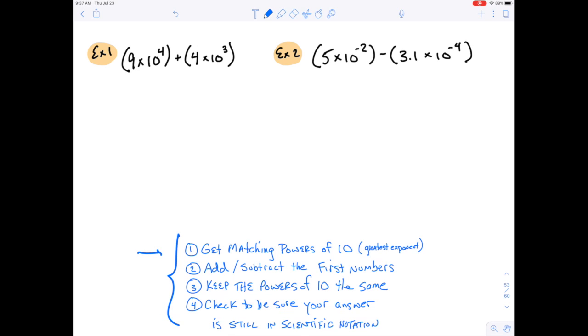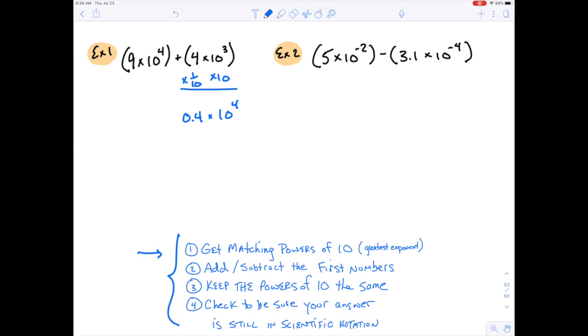So I'm going to do step 1 on the left and right first, then I'll go back and do step 2 and step 3, and then check for step 4. So here we go. Get matching powers of 10. You'll notice in the first example, I have a 10 to the 4th and a 10 to the 3rd, clearly not matching. So I'm going to multiply the 10 to the 3rd by a 10 to get 10 to the 4th. But I can't just make this second number 10 times bigger than it used to be. So I'm going to balance it out by multiplying the first one by 1/10. 4 times 1/10 would be 0.4, right? So now we've gone ahead and modified our problem so that we have matching powers of 10.